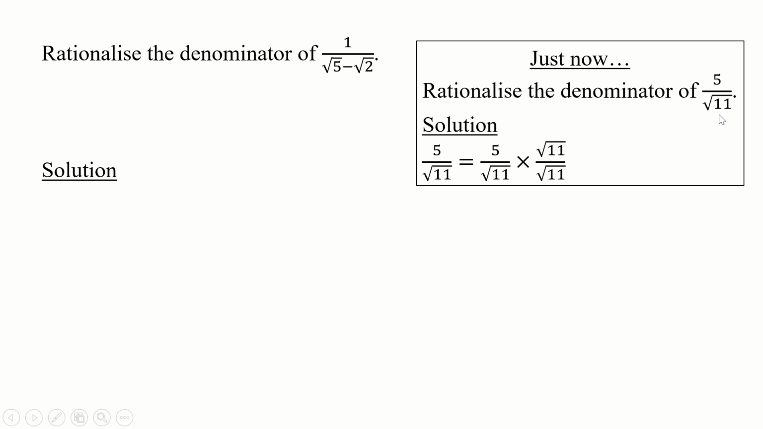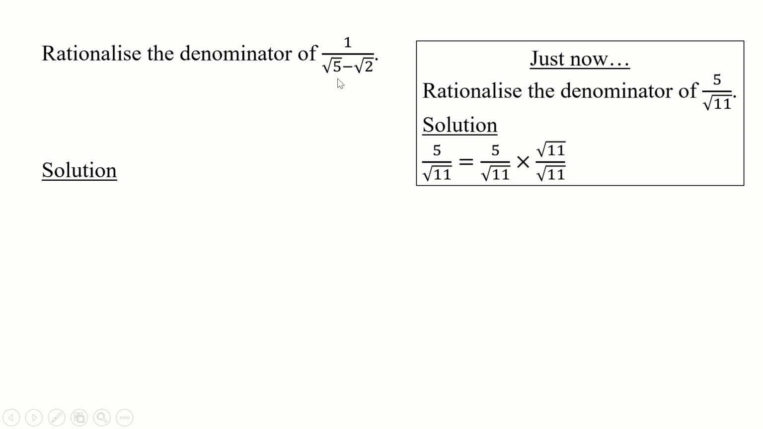And for just now, what we did was we just multiply 5 over square root 11 with square root 11 over square root 11. Okay, why did we do this? We did this because we want to remove the square root sign in the denominator. So just now we multiply by square root 11 in the denominator. But of course we can't just do that. The numerator has to be square root 11 as well, so that this fraction that we are actually multiplying here is just 1. So this won't change the value of the original fraction.